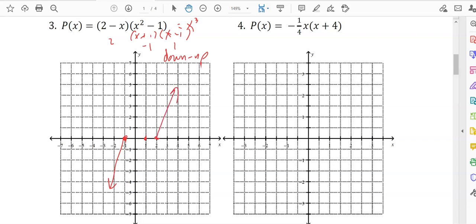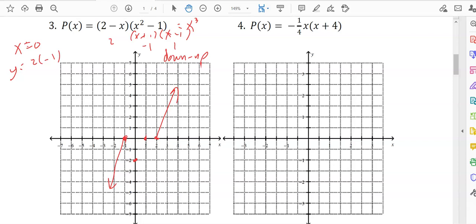The y-intercept looks like it'd be really good to do here. So plug in x equals 0 here, and you get y equals 2 minus 0, so 2 times 0 minus 1 is -1, so -2. So I get this value. That helps me a ton right there, right? So it's going to bounce off.